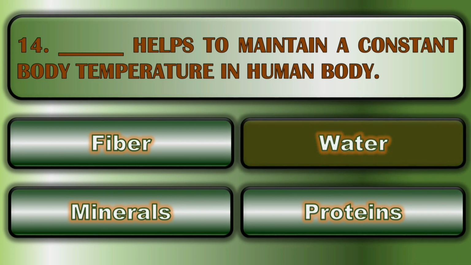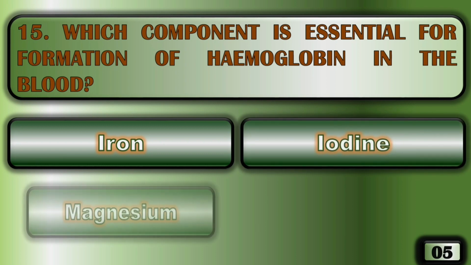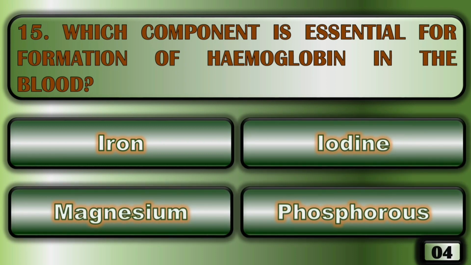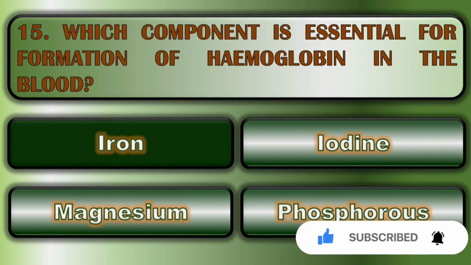Water helps to maintain a constant body temperature in human body. Which component is essential for formation of hemoglobin in the blood? Iron.